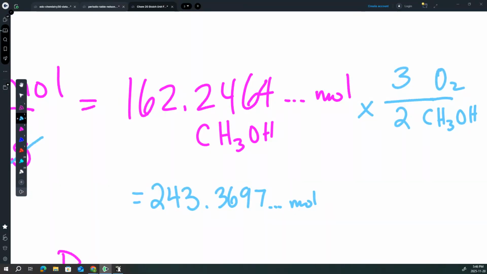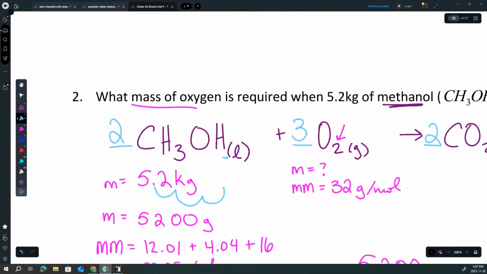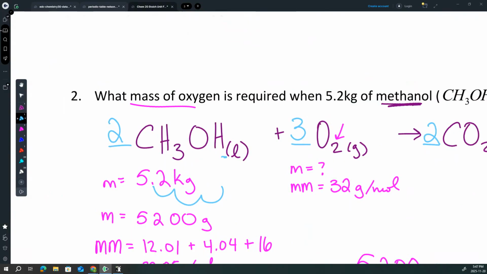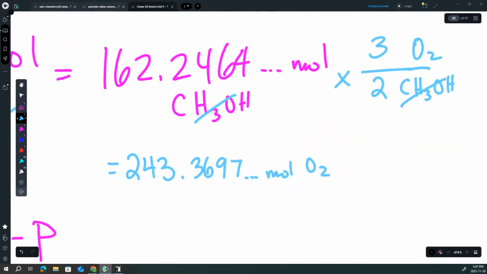And that's moles of oxygen. Now, step 4, give the question what it wants. The question wants the mass of oxygen. Mass is usually in grams, so I know that I need to convert from moles into grams.